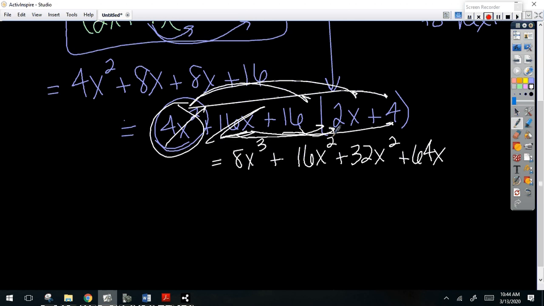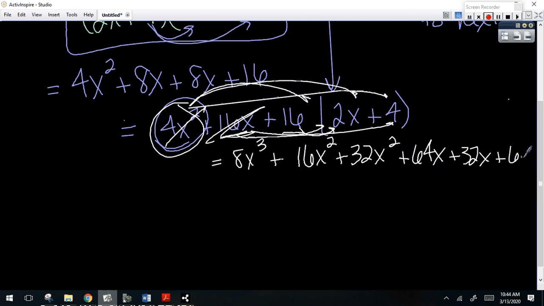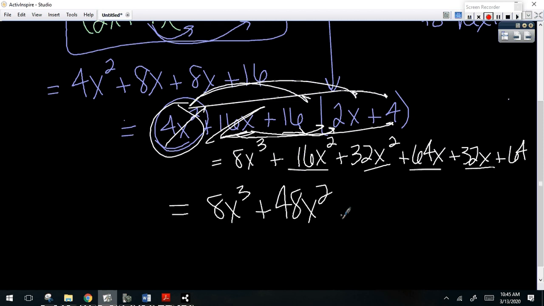16 times 2x. It's 32x plus 64. Like terms: 8x cubed. 16 and 32 would give me 48. 64 and 32 would give me 96.